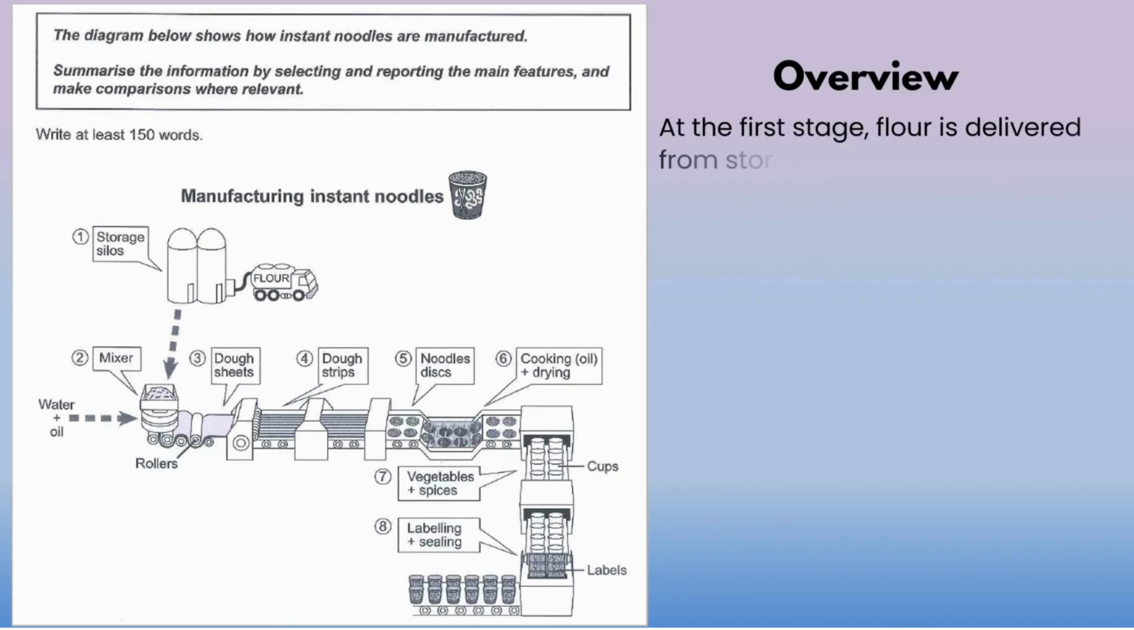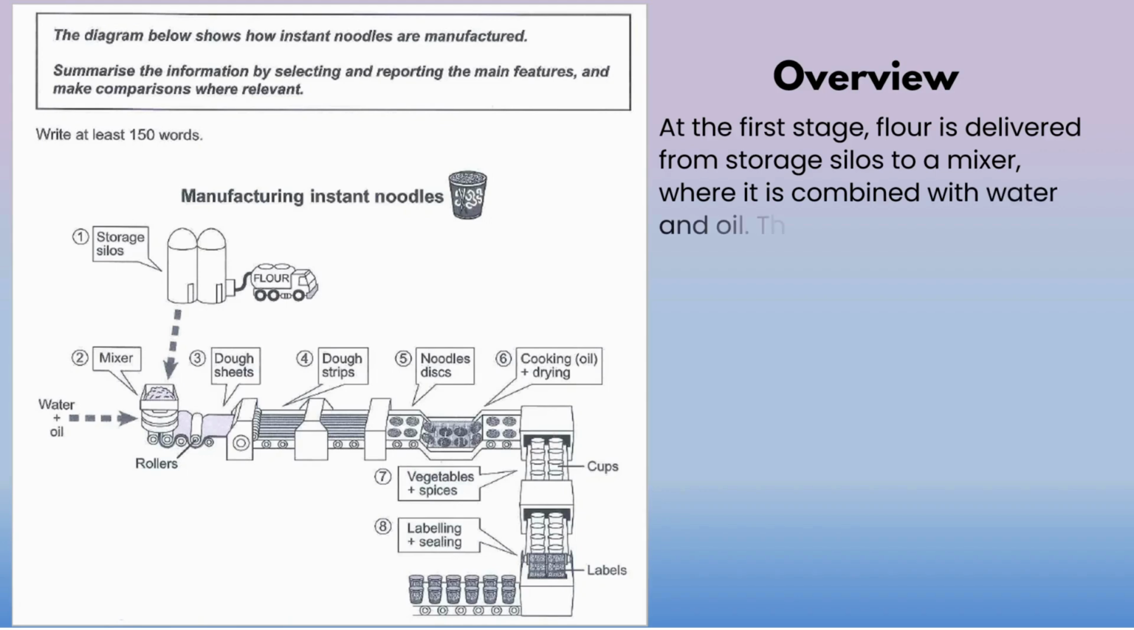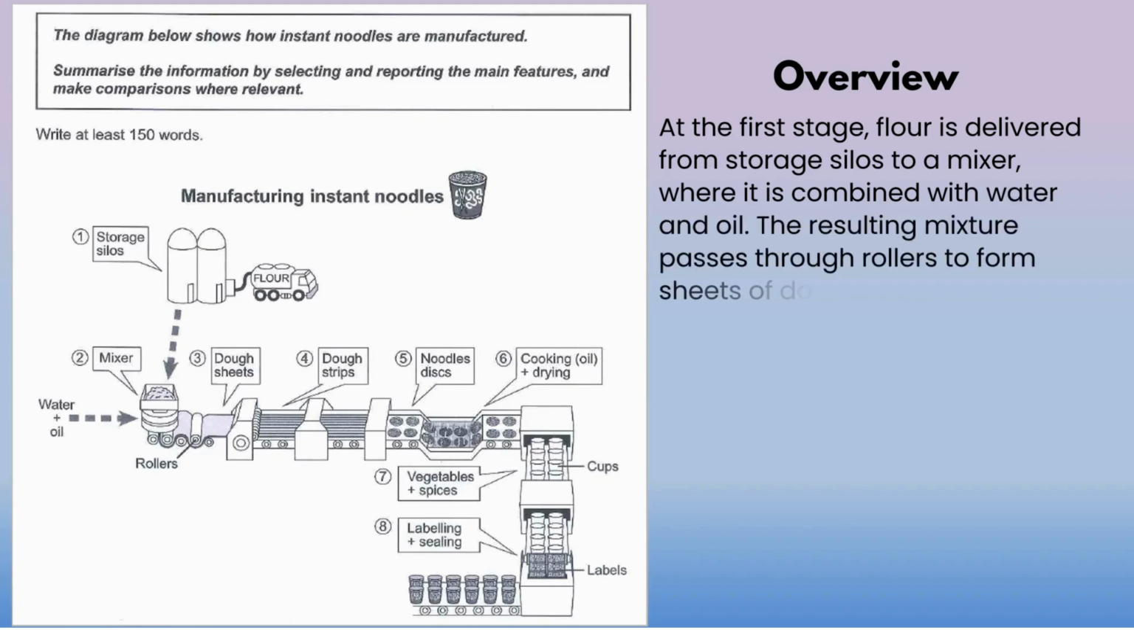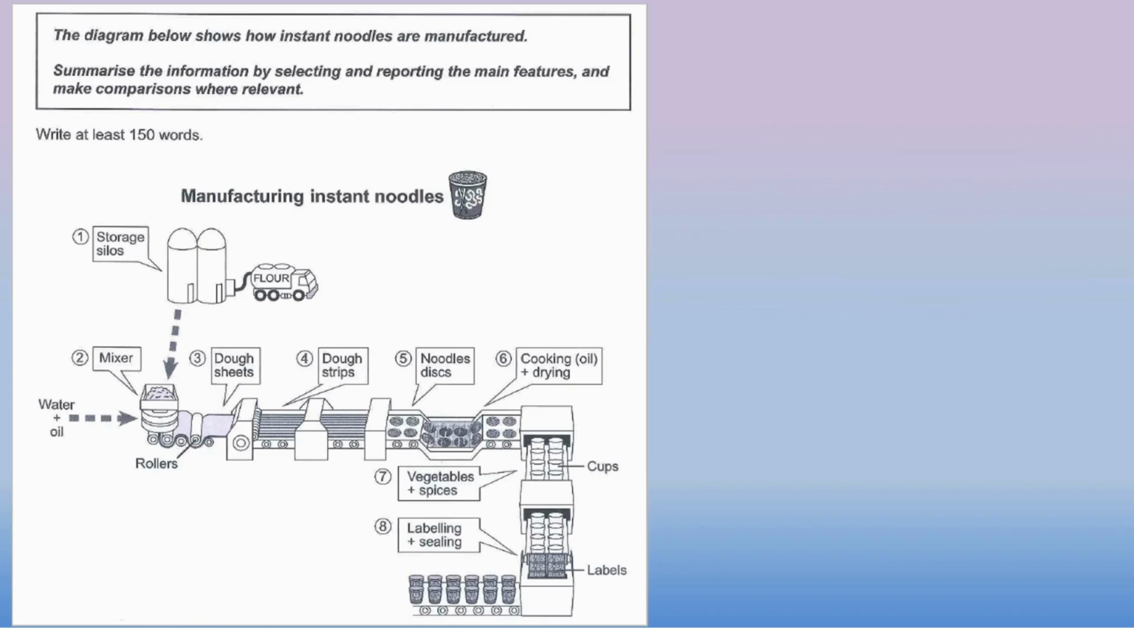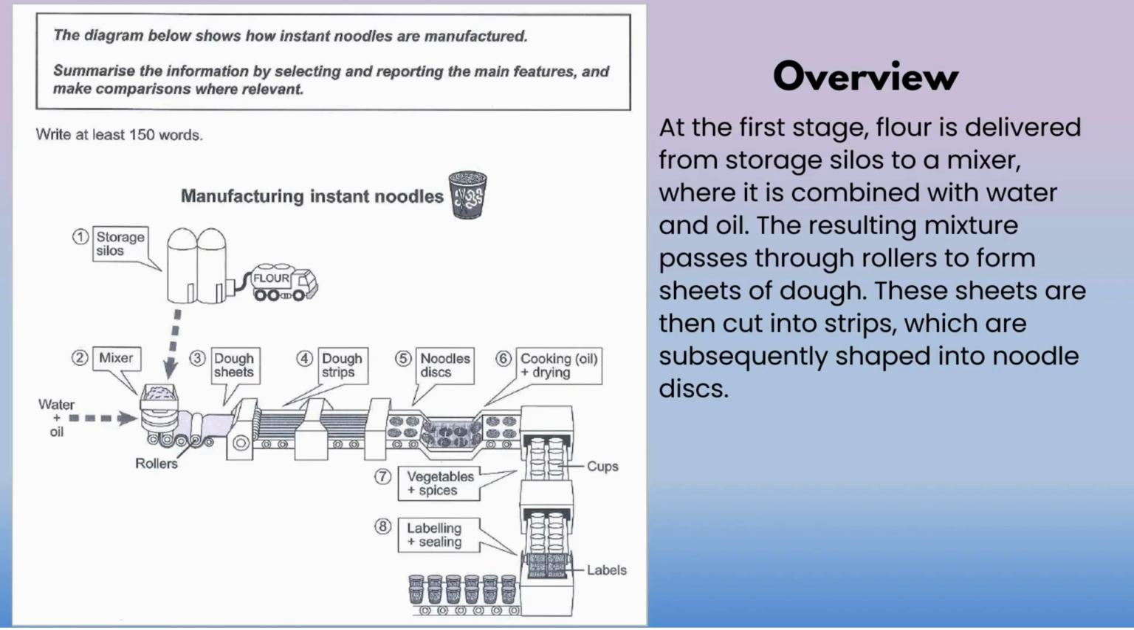Overview. At the first stage, flour is delivered from storage silos to a mixer where it is combined with water and oil. The resulting mixture passes through rollers to form sheets of dough. These sheets are then cut into strips which are subsequently shaped into noodle disc. Please note the overview, how it is written. Note the use of subsequently. These are the linkers.